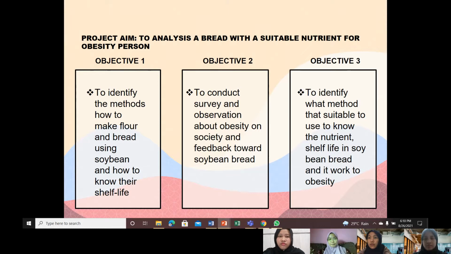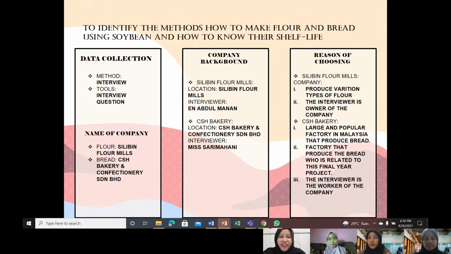My name is Afiqah and I will present about the field study. The first objective is to identify the method of making flour and bread using soybean and how to know their shelf life. First is data collection. The method we use is interview. The tools are interview questions using Teams and Zoom.